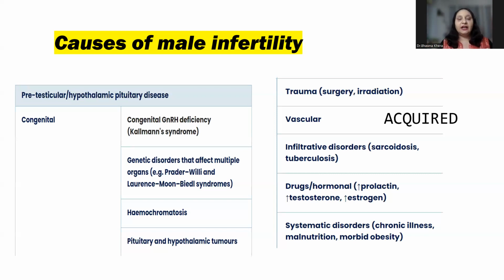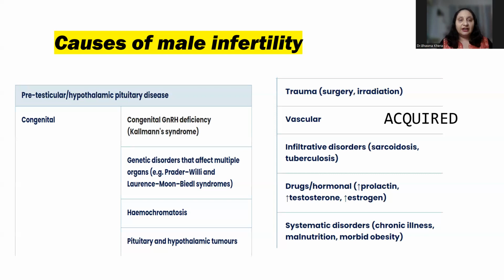Now in pre-testicular, that is anything related to the hypothalamus and pituitary. What happens in the hypothalamus and pituitary is that FSH and LH will decrease. Because FSH and LH decrease, they will not go and stimulate the testes to produce testosterone, so testosterone will also decrease. So there is hypogonadotropic hypogonadism, right? Because it is not at the level of the testes, it is at the level of the hypothalamus and pituitary.